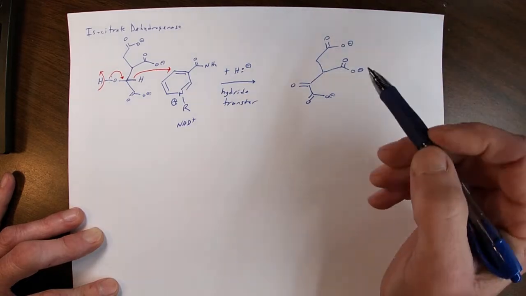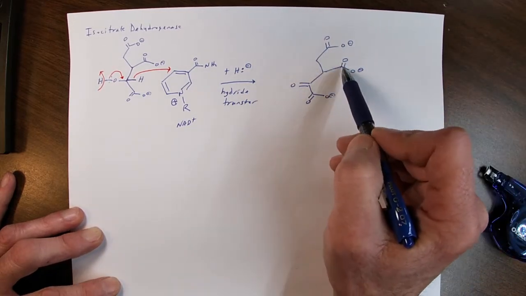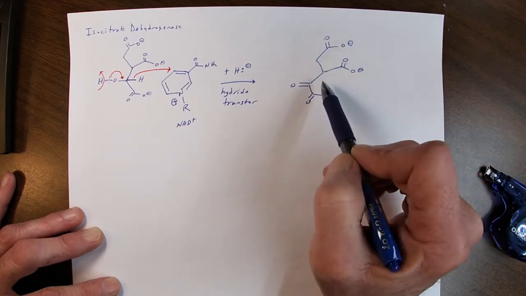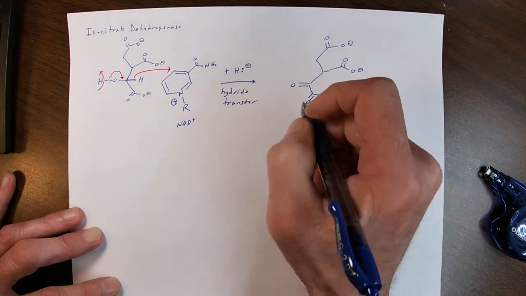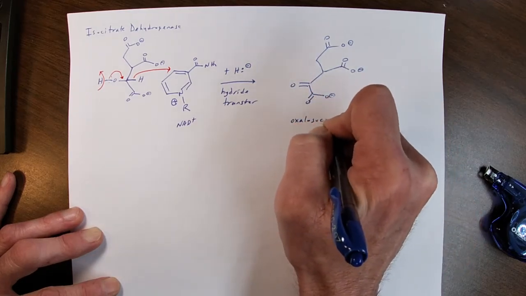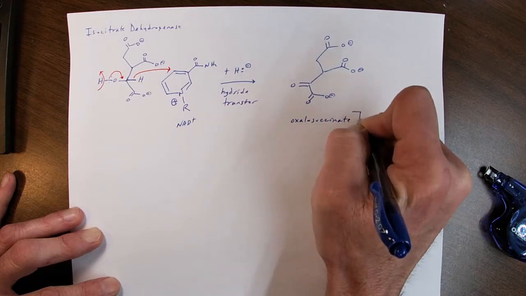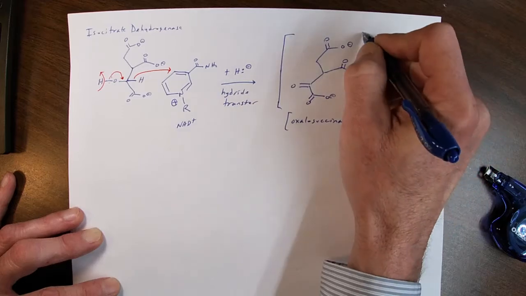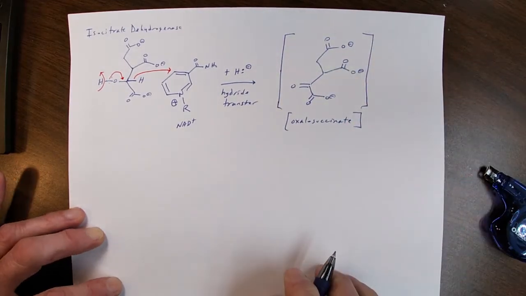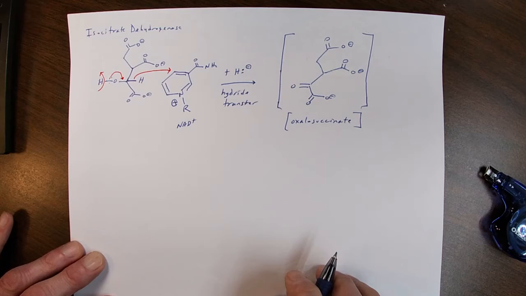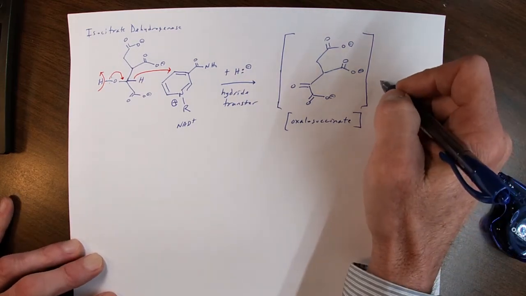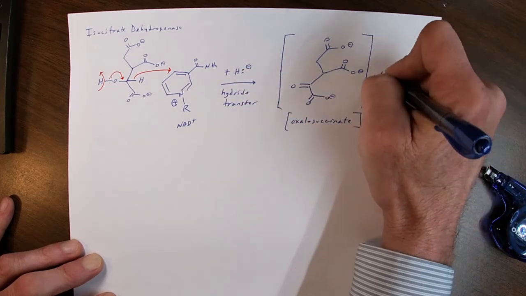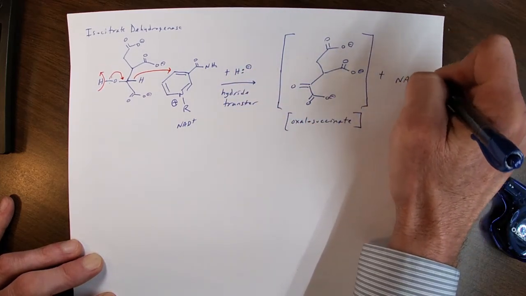All right, so this gives me what? 1, 2, 3, 4 carbons is the 4-carbon dicarboxylic acid succinate, and this is the oxalo group, so oxalosuccinate. And put it in brackets because it is, again, an intermediate. It stays on the enzyme. And again, the next step is our non-enzymatic step. So plus my NADH.